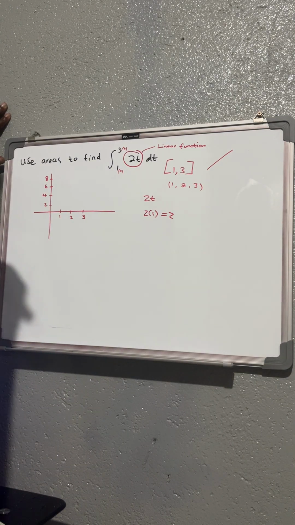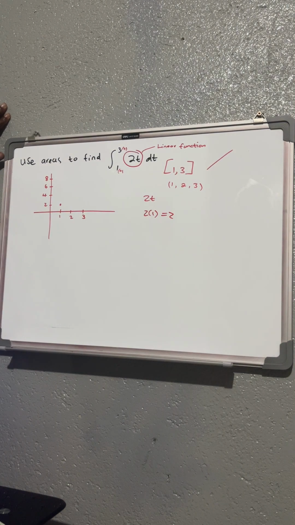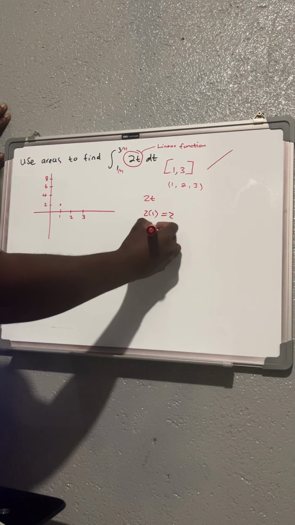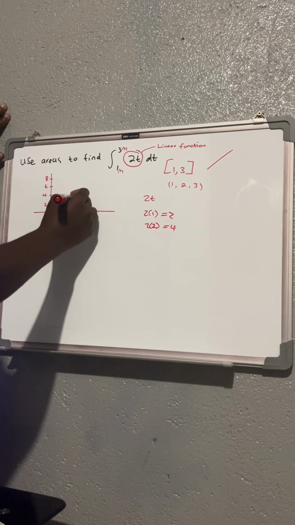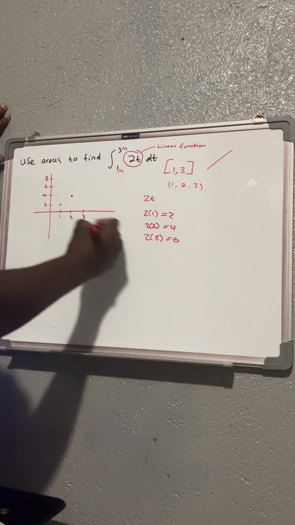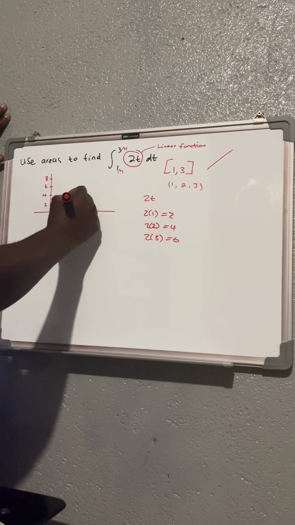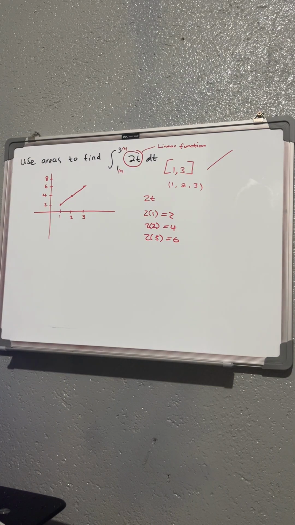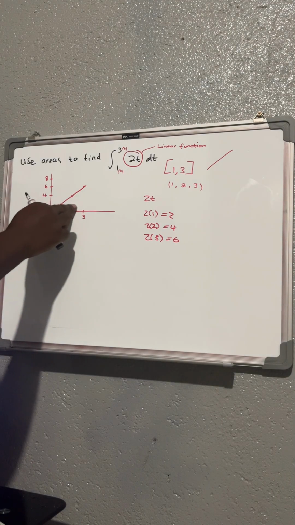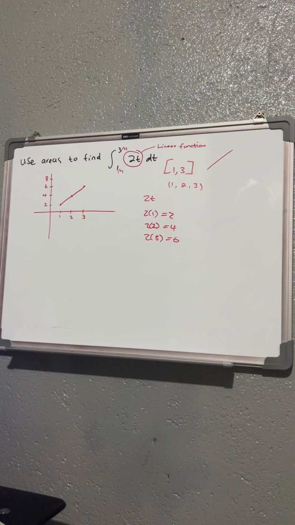So we start with 1. 2 multiplied by 1 gives us 2, so we put the first number here. Then 2 multiplied by 2 gives us 4, so we write that one. Then 2 multiplied by 3 gives us 6, so we write that one there. Now you see this is the type of slope that we're going to have. But remember, we have a line that looks like this, but still that doesn't help us solve our problem.